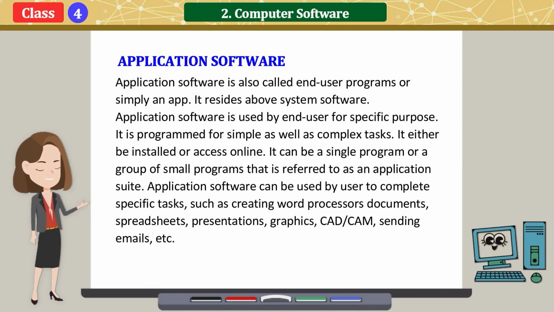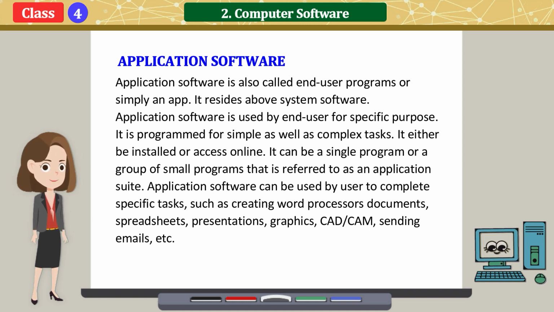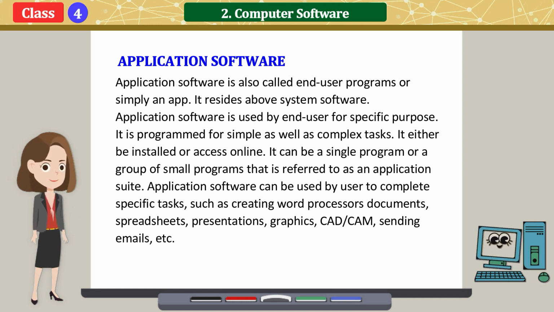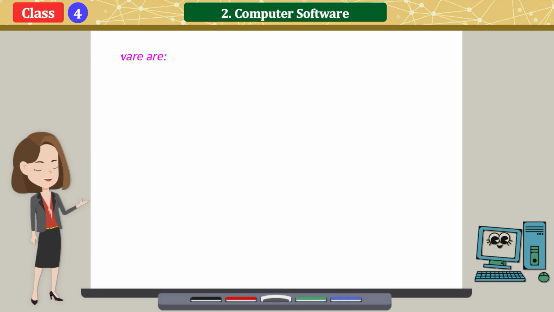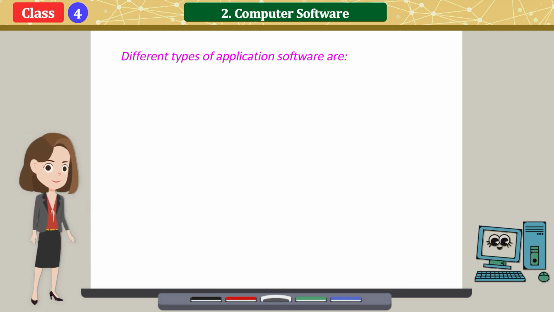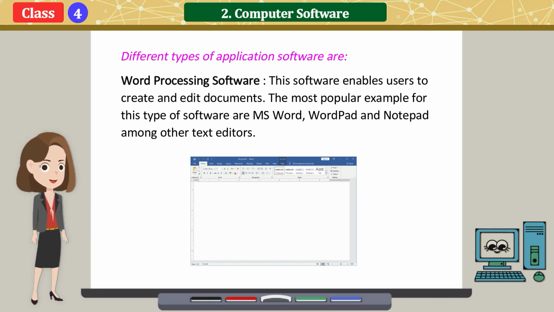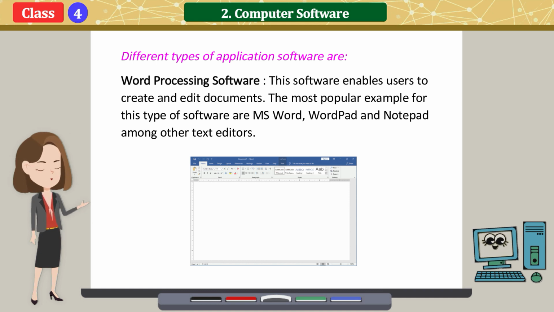Application software can be used by user to complete specific tasks, such as creating word processor documents, spreadsheets, presentations, graphics, CAD/CAM, sending emails, etc. Different types of application software are word processing software. This software enables users to create and edit documents. The most popular examples for this type of software are MS Word, WordPad and Notepad among other text editors.